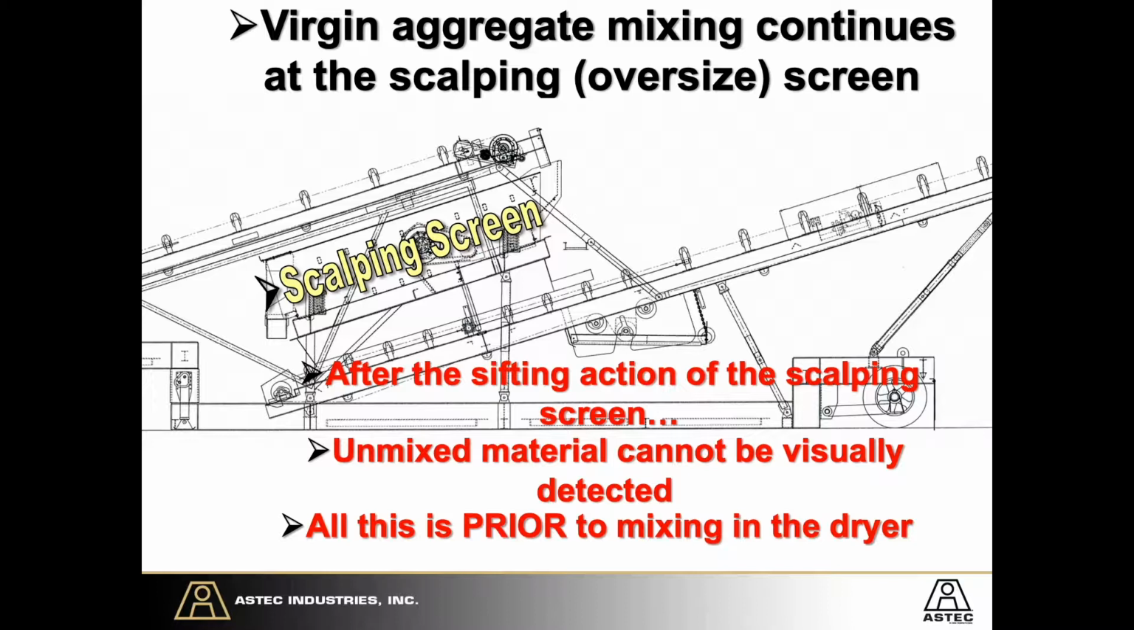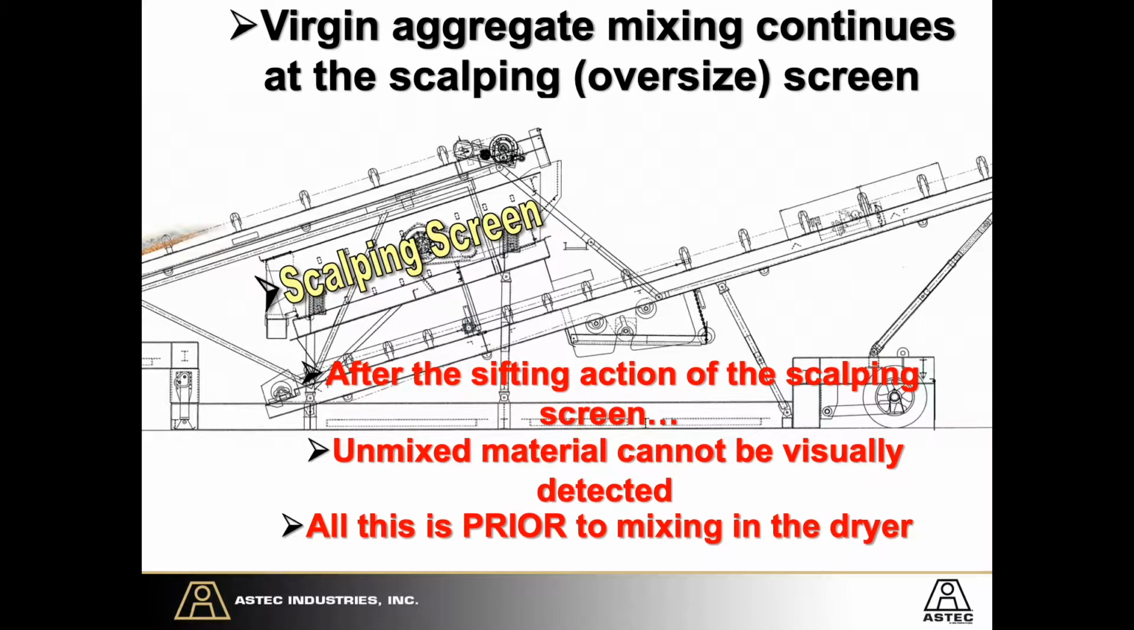As it hits the scalping screen, you get the shifting action, or a small mixing action, and you can see that the unmixed material is now visually detected. If you're looking at the incline and then you look after it passes through the screen deck, there's a big difference in the way the material looks. It's no longer segregated, everything has been mixed, and it's generally mixed, but it has been mixed.